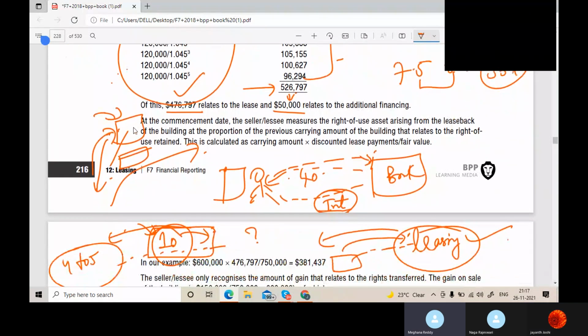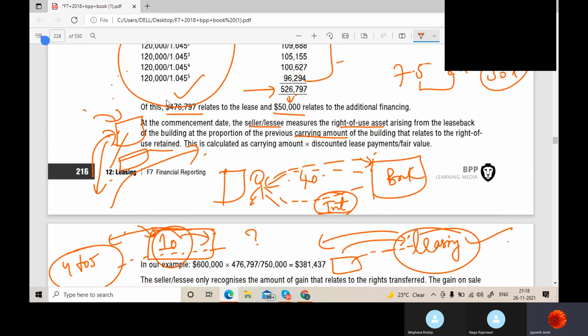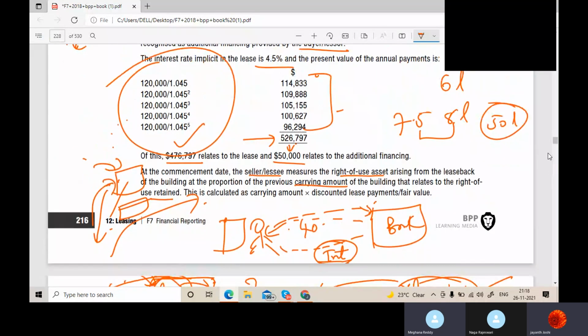So at the commencement date, the seller lessee measures the right of use asset arising from the leaseback of the building at the proportion of the previous carrying amount of the building that relates to the right of use retained. So on the commencement date, when this sale and leaseback happened, the lessee measures the right of use asset. He is using the asset. Who has the right of use asset? The seller who has sold the property, arising from the leaseback of the building at the proportion of the previous carrying amount of the building. So he will be calculating this as per what?